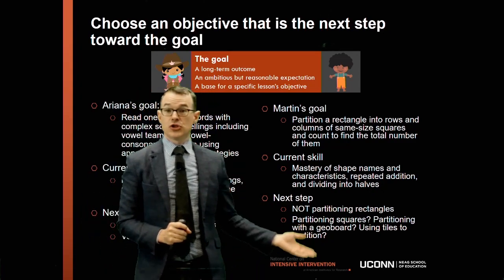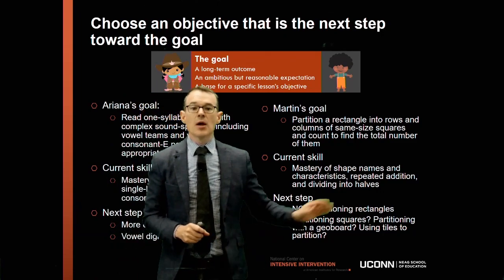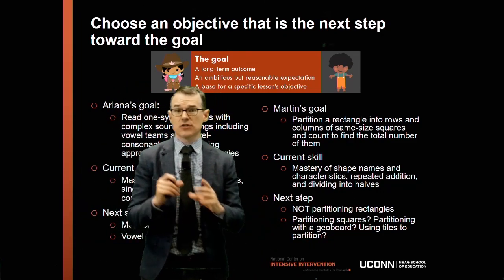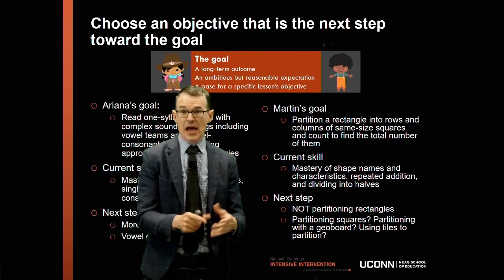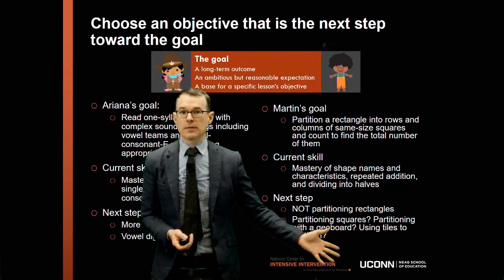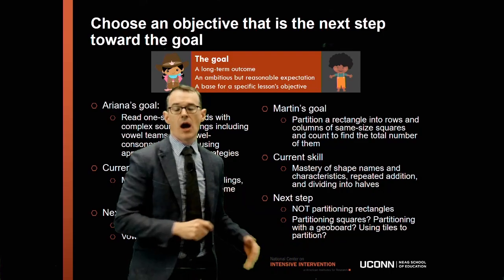It could be that we use a geoboard to show him how to do it, and he can put elastics around different sections of the rectangle. Perhaps we could use tiles to show him how to partition things. We could transition from a simpler version with the tiles to a more complex version where he does it himself. Those could all be different ways of doing this. And none of those is better than the other, but one of those is going to be the focus of our objective.